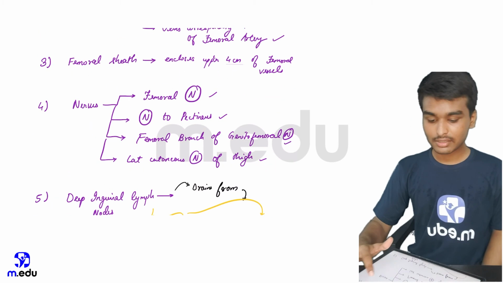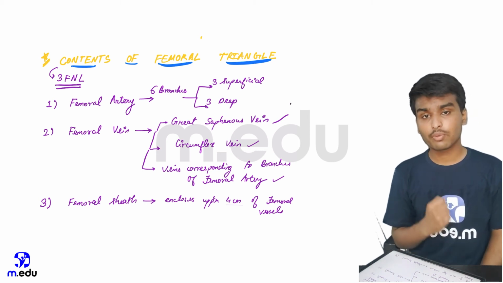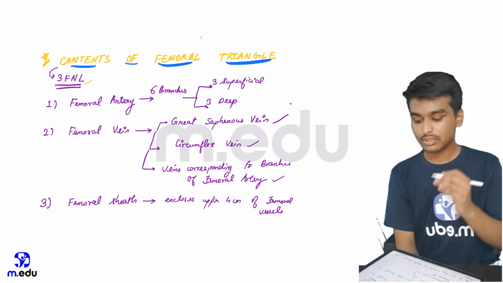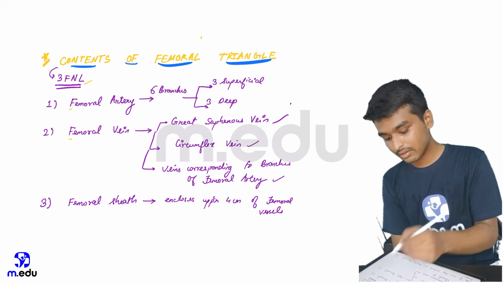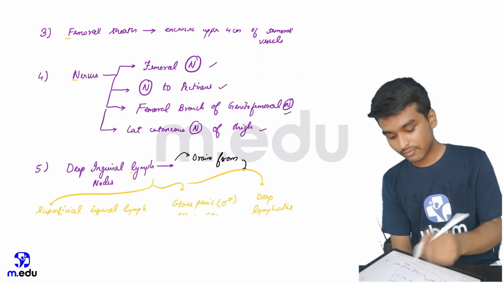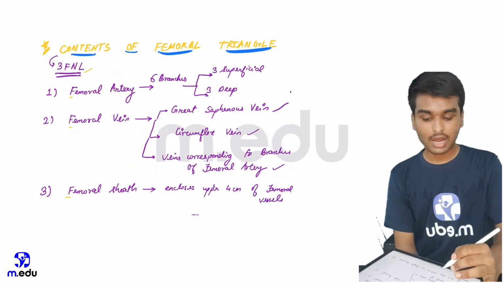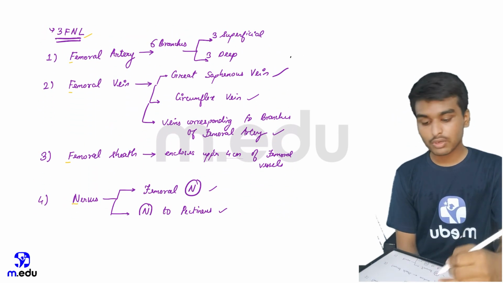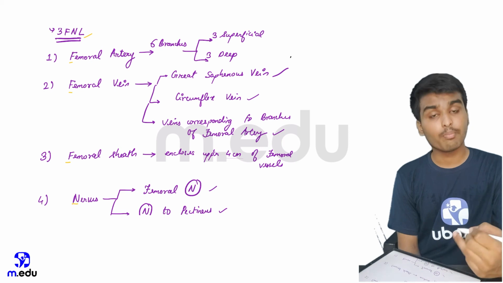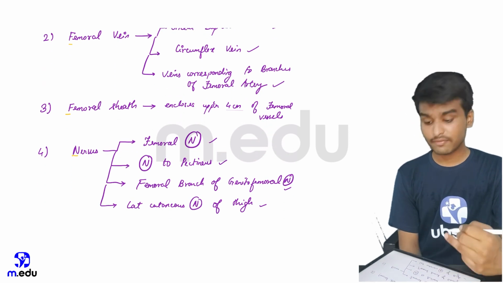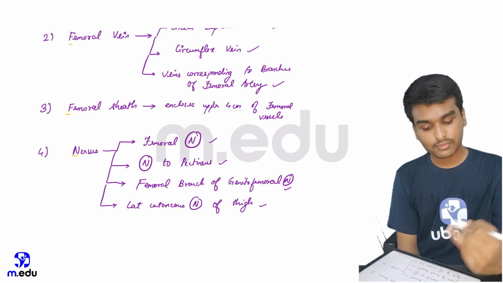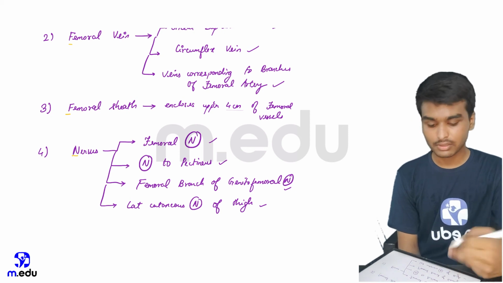So now let me revise the contents of the femoral triangle. The contents of the femoral triangle can be remembered with a simple mnemonic, that is 3FNL, out of which the 3 F's are femoral artery, femoral vein and femoral sheath. N stands for nerves and L stands for lymph nodes. Femoral artery has 6 branches, out of which 3 are superficial, 3 are deep. Femoral vein has 3 tributaries: great saphenous vein, circumflex vein, and the veins corresponding to branches of femoral artery. Third F is the femoral sheath. Femoral sheath is a different topic, we'll cover that topic in another video. And it encloses the upper 4 cm of femoral vessels.